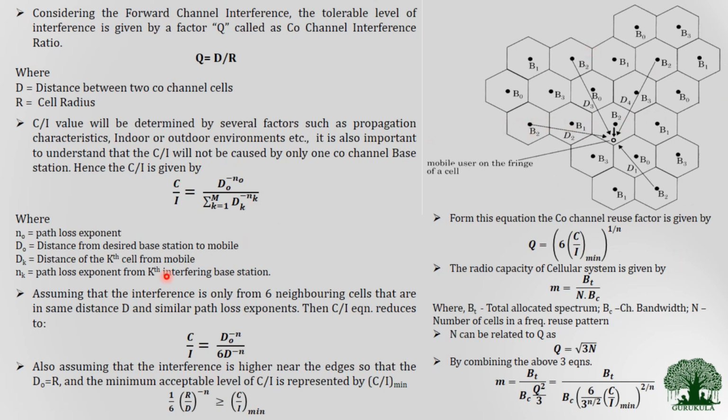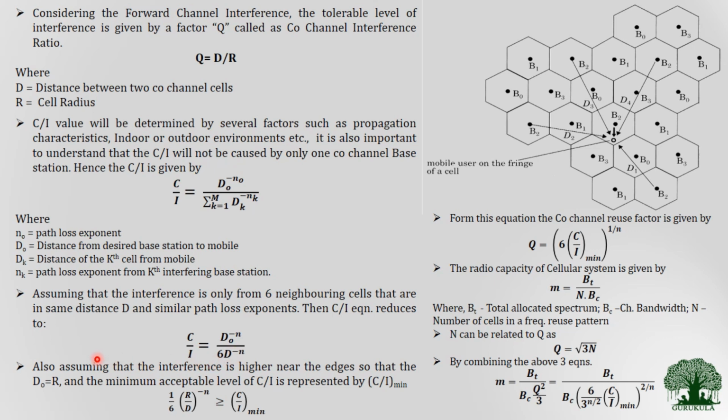If you assume that the interference is caused only from the 6 neighboring cells, so that the neighboring cells are limited to a maximum of 6, then the C by I equation can be reduced to this form. The derivation is based on certain assumptions. The first assumption is that the interference is only from 6 neighboring cells. If that is the case, then C by I reduces to D naught raised to the power minus n over 6 times D raised to the power minus n.